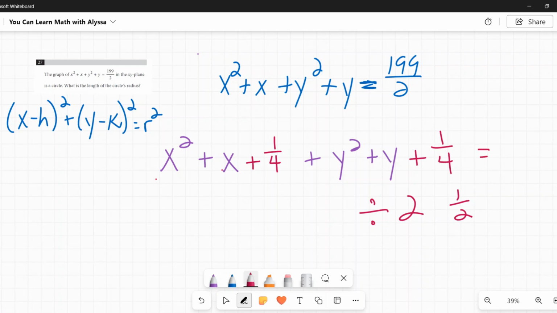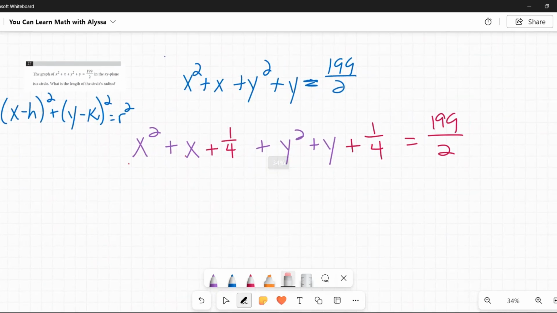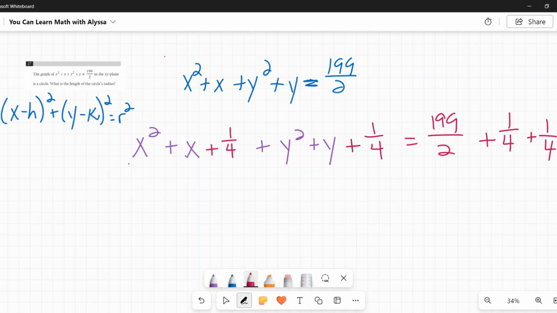Okay, now this is an equation with an equal sign. Equal signs, everything has to stay balanced. So I added a 1/4 and a 1/4 to turn these into perfect squares. So I need to do the same on the other side. It's getting quite long and I keep zooming out. There we go. So I need to do the same thing over here. I need to add a 1/4 and a 1/4.